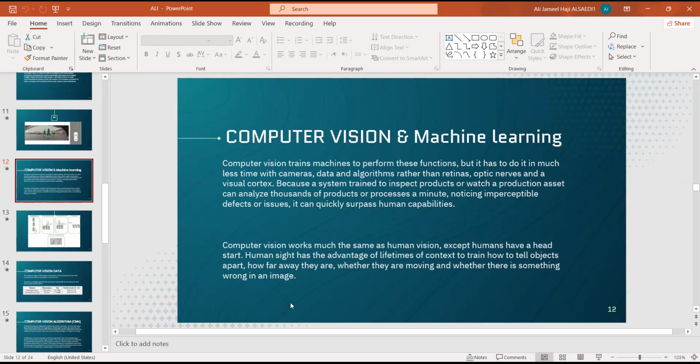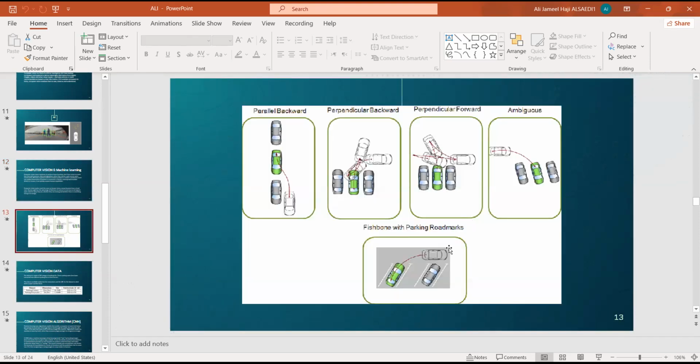Computer vision works much the same as human vision, except a human has a head start. Human sight has the advantage of lifetimes of context to train how to tell objects apart, how far away they are, whether they are moving, and whether there is something wrong in an image.